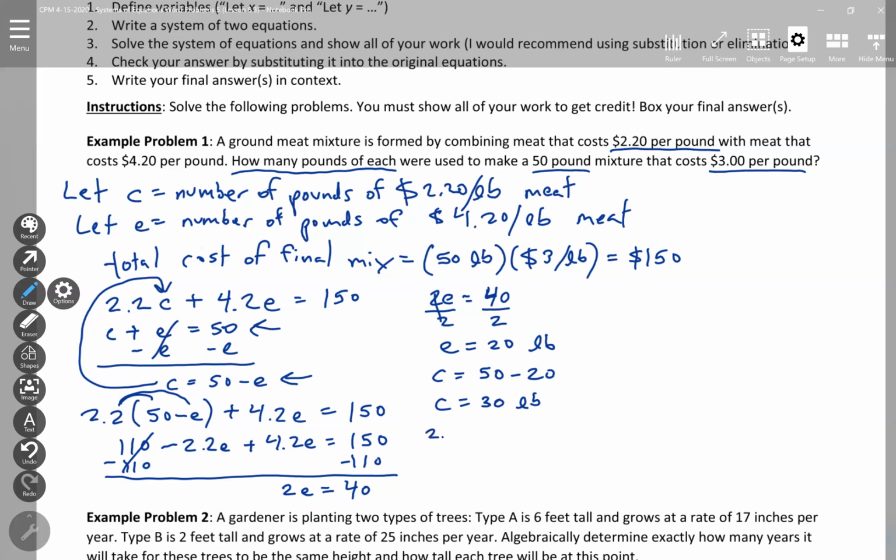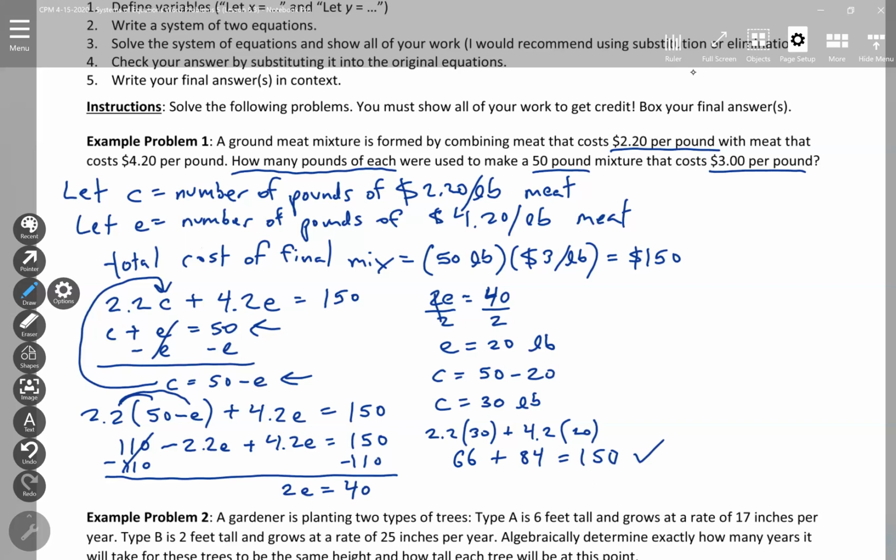So we would have 2.2 times C, so 30, plus 4.2 times E, which is 20. So 2.2 times 30, well, let's see, 2.2 times 3 is 6.6, times 10 is 66, so that's 66. And then 4.2 times 2 is 8.4, times 10 is 84. Okay, 66 plus 84, sure enough, that is $150 rather. So that is correct. We got the right solutions.